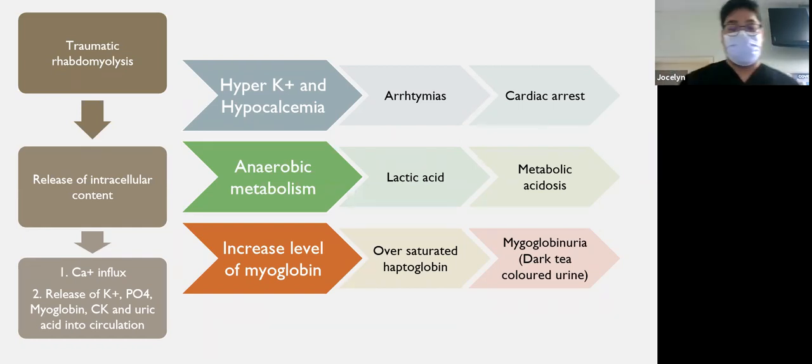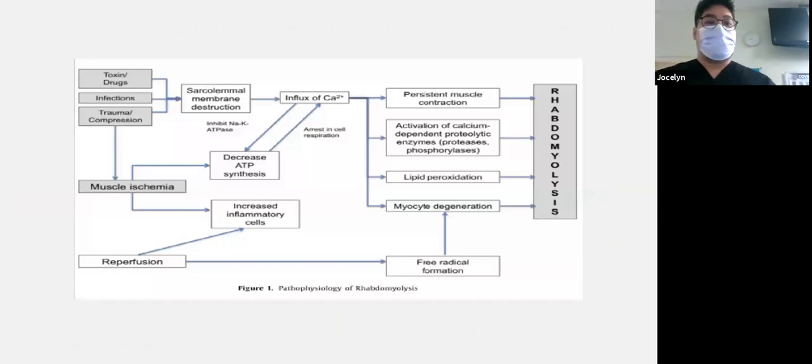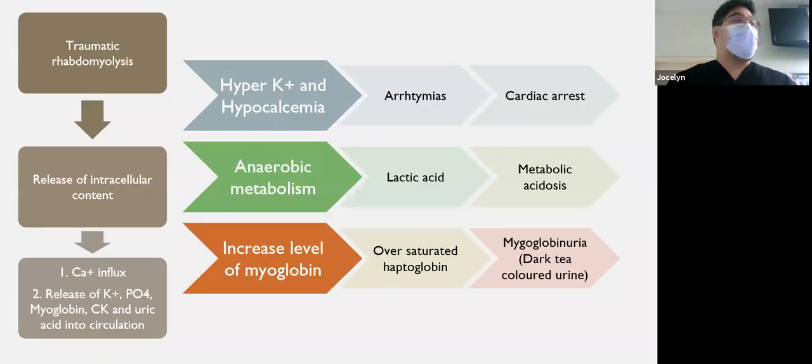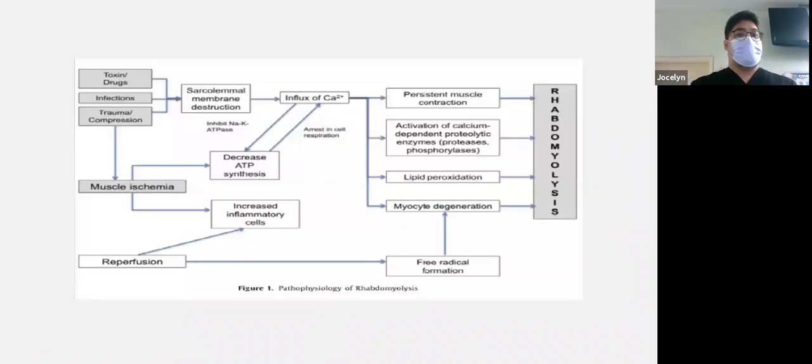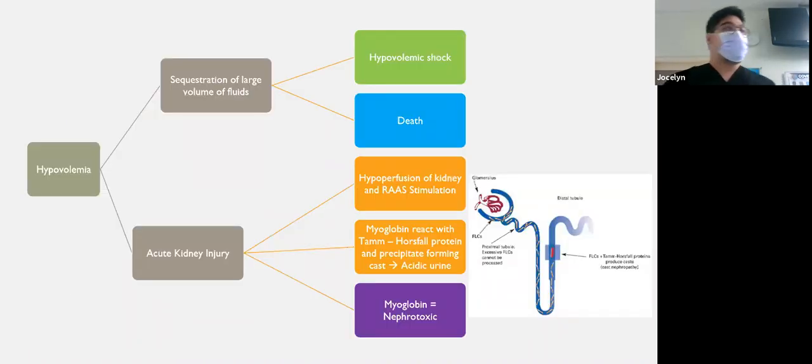Okay, right. So this is the table to understand how it happens. Firstly, from the sarcolemma membrane destruction, there will be influx of calcium. That's how we get all three: rhabdomyolysis, metabolic acidosis, and the last one, myoglobinuria. Okay, right. So the second one is hypovolemia.